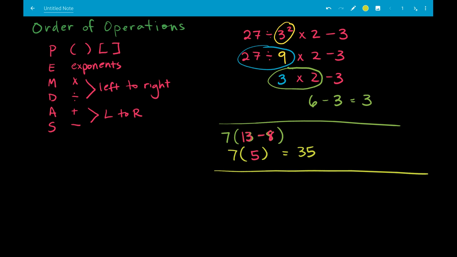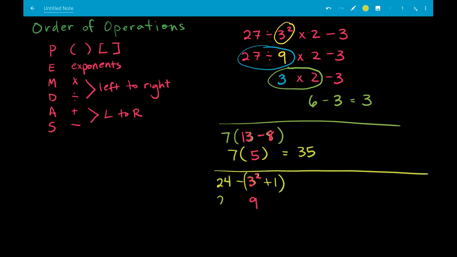Let's look at another example here. Let's say I have 24 minus the quantity 3 squared plus 1. So again, following order of operations, I check for parentheses. I have parentheses, so I look inside the parentheses and ask myself, is there something inside of the parentheses that I can do? Well, yes, I have 3 squared plus 1, so do I add first, or do I do my exponents? I need to do the exponents first. So I need to do 3 squared. 3 squared is 9.